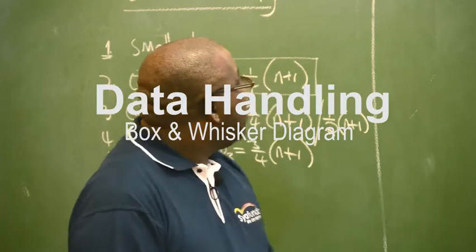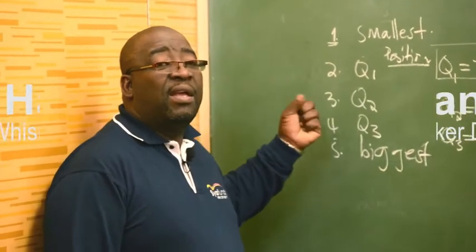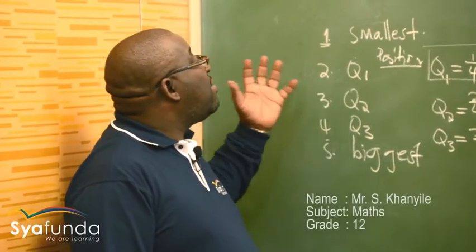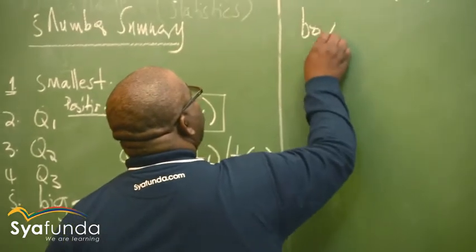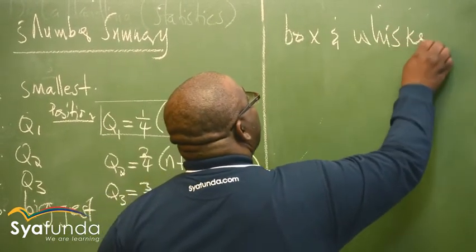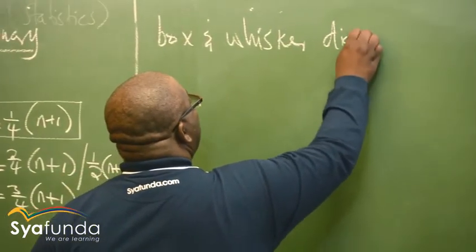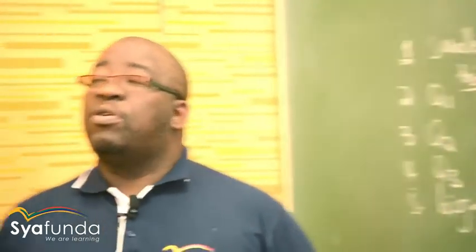Right, let's move on with our data handling. Remember that we were just doing the 5-number summary. It is exactly the same summary that will help us into doing the box and whisker diagram. It's important that we understand it more because it also comes out in our examinations, the box and whisker.